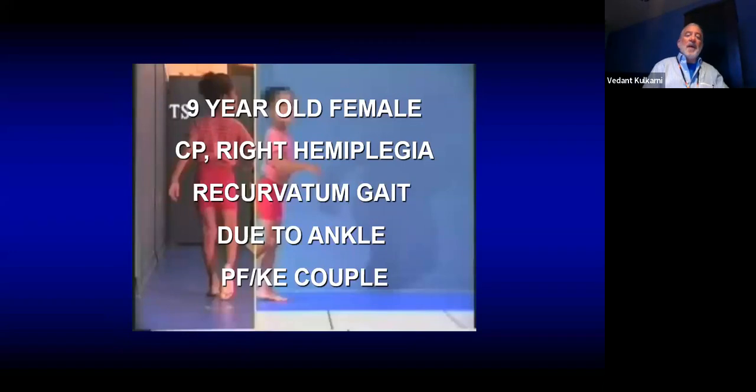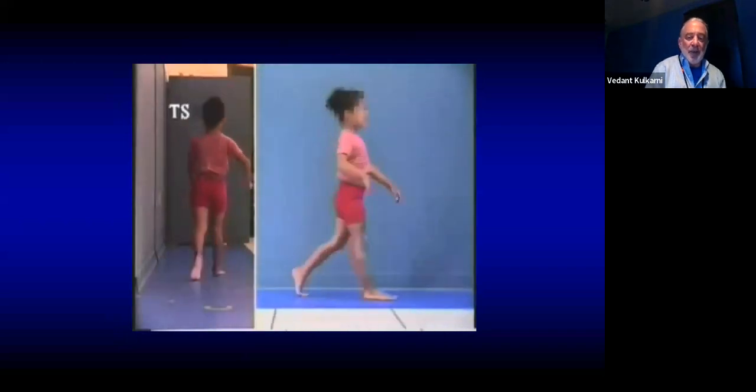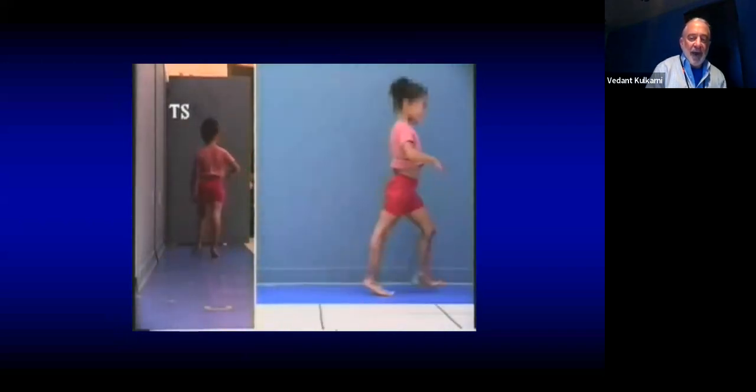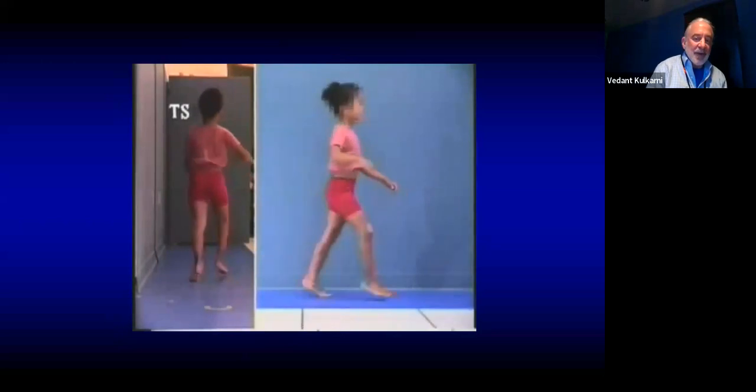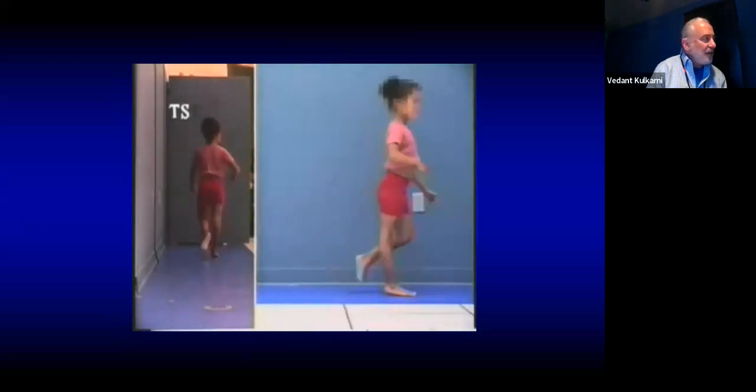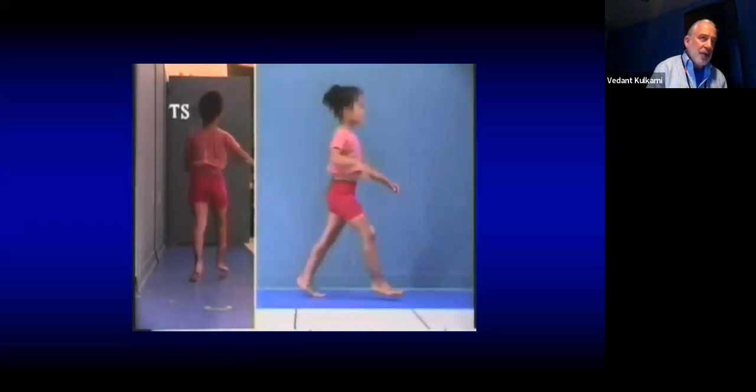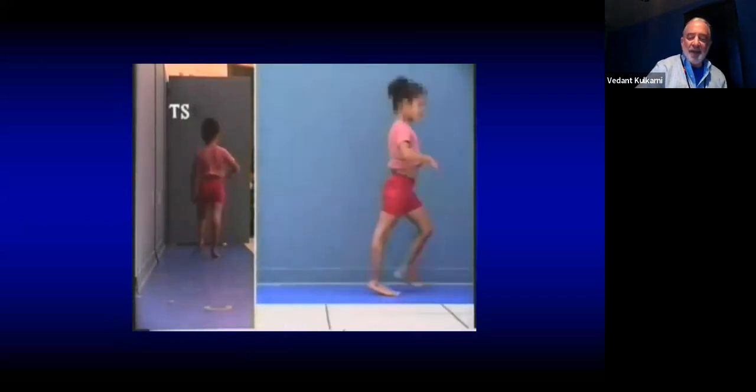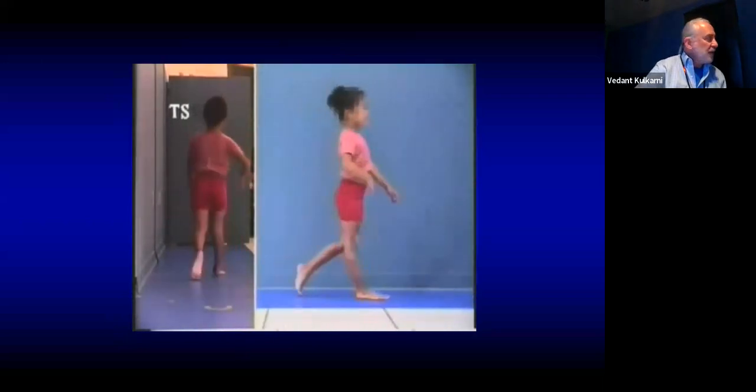So here's an example, a 9-year-old girl, right unilateral or hemiplegic CP, with recurvatum gait due to an ankle plantar flexion knee extension couple. In this case, if we get control of the ankle, with stretch casting, Botox, surgery, or orthoses, we can anticipate that the knee deviation will correct.